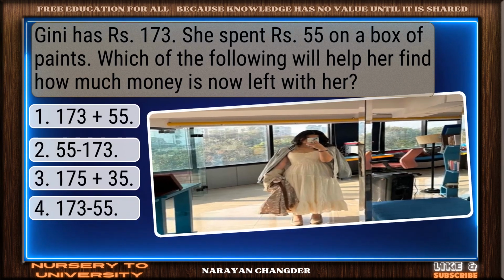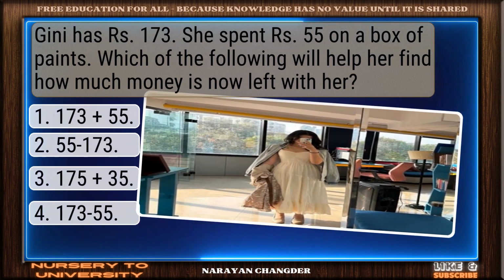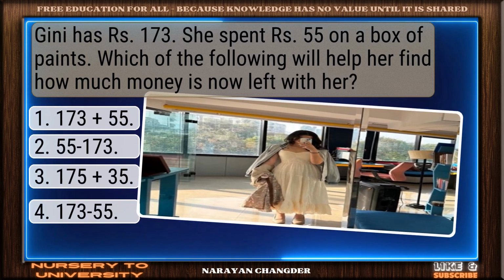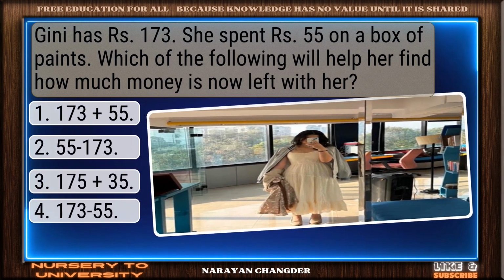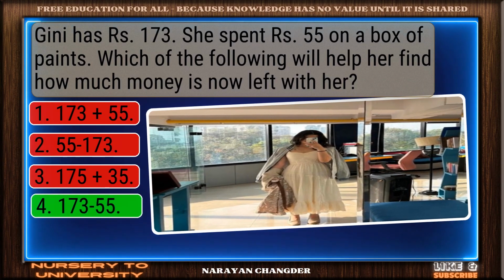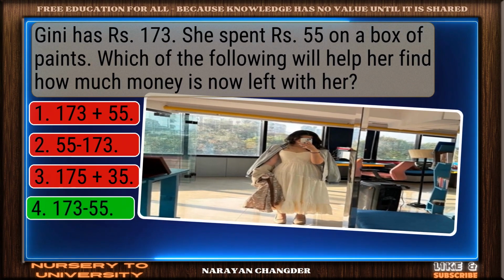Ginny has 173. She spent 55 on a box of paints. Which of the following will help her find how much money is now left with her? Good thinking. 173.55 is the right answer.